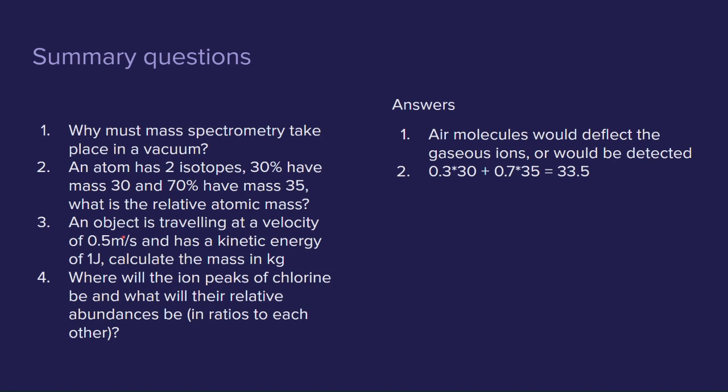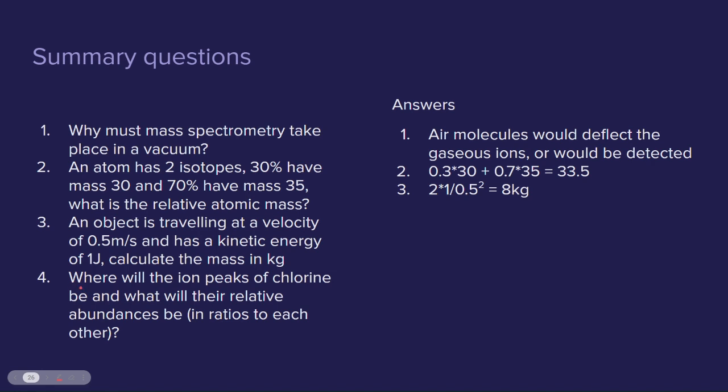3. An object is travelling at a velocity of 0.5 meters per second, and it has a kinetic energy of 1 joule. Calculate the mass in kilograms. It's a nice easy one. 2 times 1 over 0.5 squared is 8 kilograms. That's the formula, half mv squared.